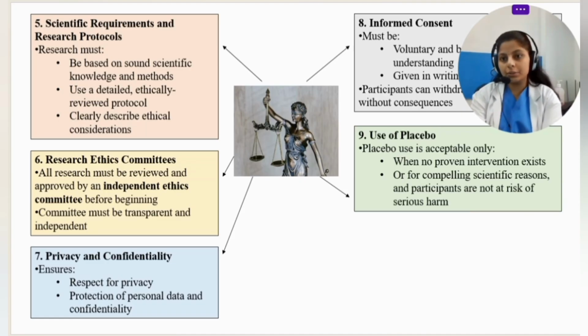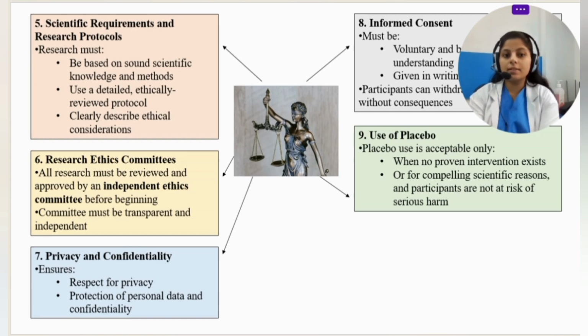The next thing is specific requirements and research protocols. So under this section, let us see what this declaration says. Research must be based on scientific knowledge and methods. Next, we need to use a detailed, ethically reviewed protocol. And third, all the ethical considerations should be clearly described. So everything is important whenever you carry out any clinical research process.